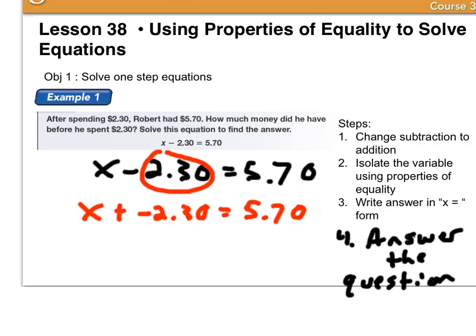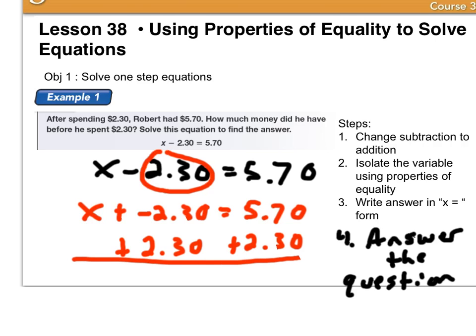Isolate the variable using the properties of equality. Well, again, we have to think about how do we get rid of negative 230. Well, we're going to add positive 230 to both sides, adding $2.30 to each side. Well, that's going to go ahead and cancel these, because negative 230 plus positive 230 is 0, cancels out. So we get x equals, and we're going to add these numbers together. We get 0 and 10, carry the 1, and 5 plus 1 is 6, plus 2 is 8, and I got to throw my decimal in there. Okay, so now I've got my answer written in x equals form.